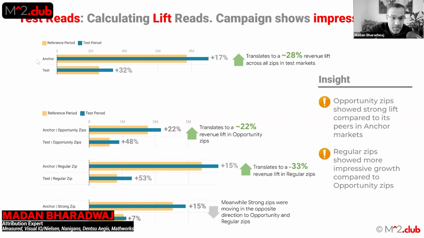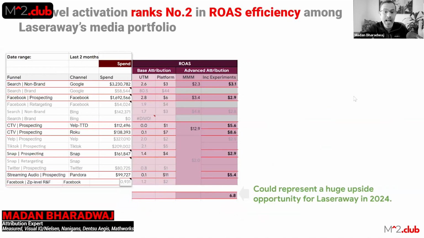Okay. Now, if you take all the control markets, they grew between the reference period and the test period by 17%. But in the same time period, the test markets grew by 32%. So clearly they grew faster. This translates to a 28% lift in revenue across all the zips that we tested. There's a huge lift. It was driving a significant lift. And now, what does this mean for Laser Away? If you remember this particular chart that we've been looking at, we identified another potential way for them to scale in 2024, which is zip level targeting, using reach and frequency campaigns or some other campaigns or whatnot. But the idea is to use zip level identification.